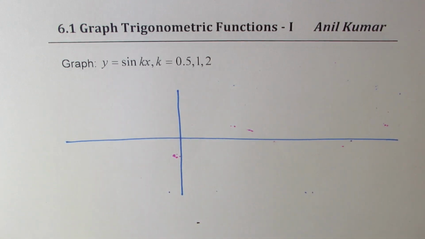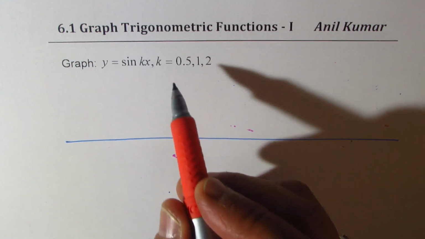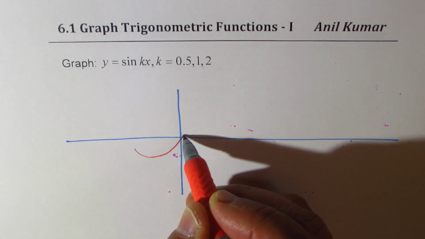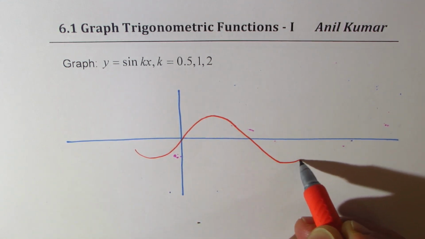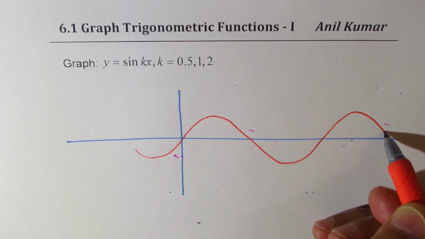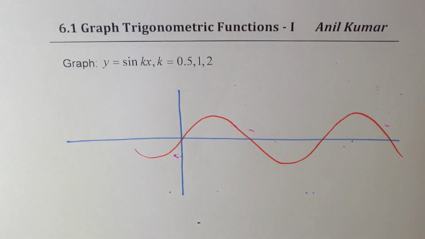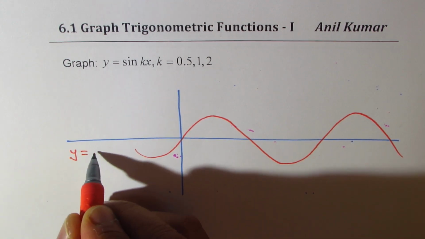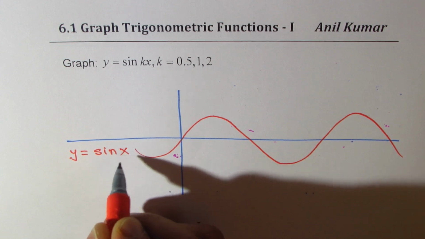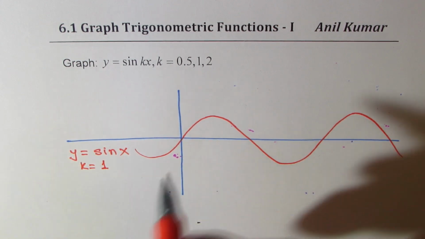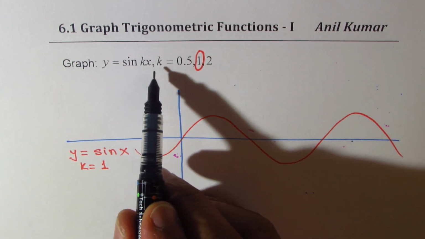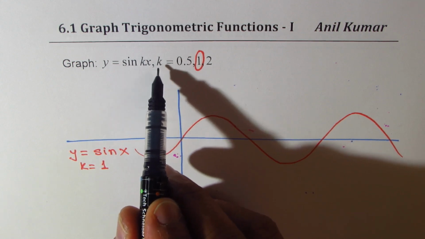Okay, so what I will do here is first sketch it. So what we've done here is that we have sketched the function, which, let me write in the same color, is y equals sine x. So that means the k value is basically 1. So we have sketched this graph now. Now we will see what happens when we make k 0.5 or we change k to 2, right?